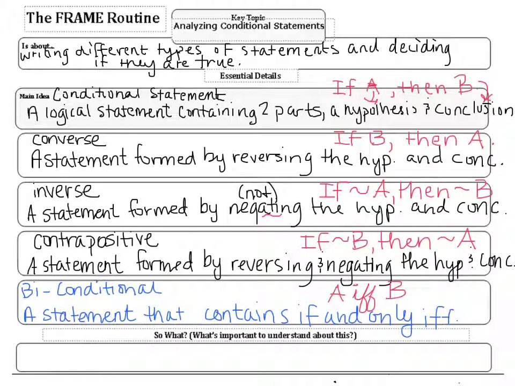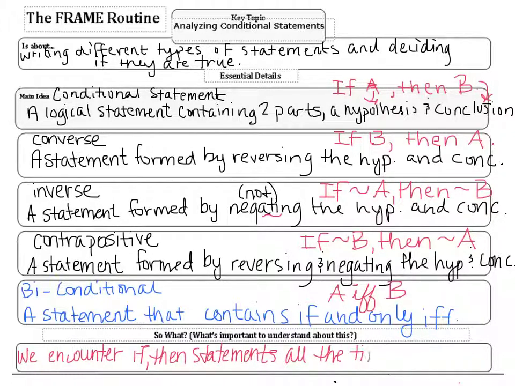So what's important to understand about this? Really, we encounter if-then statements all the time. You need to be able to analyze them. If you start thinking about it and look around and listen, maybe mom or dad said, if you do this, then you can do this. And you should know then if you don't do that, you can't do the other thing. So we see them all the time. You really should understand how to consider them, how to think about them.